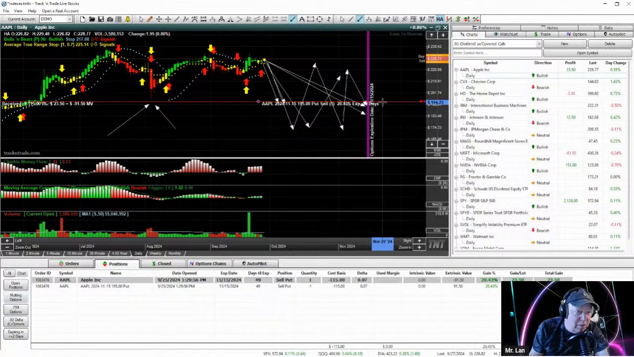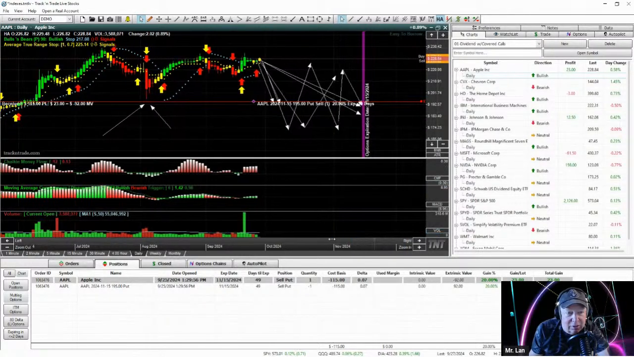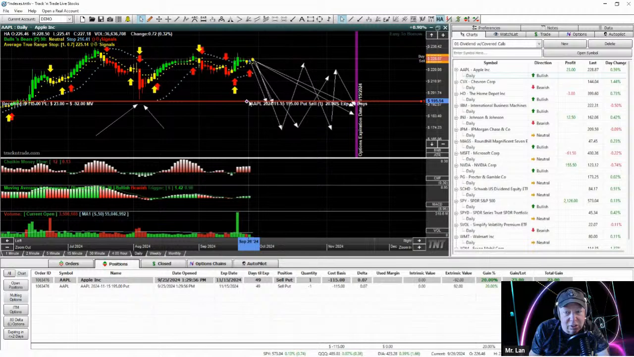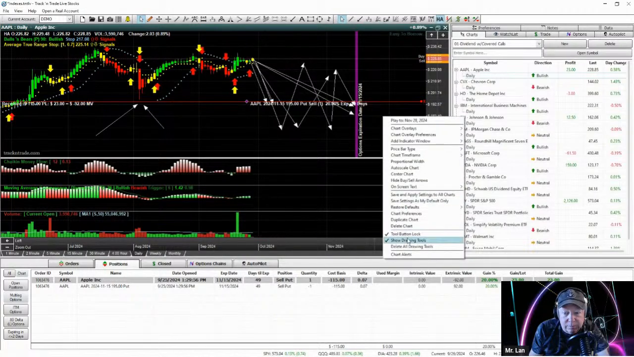which would be a good place to own Apple. You wouldn't feel bad about that. But then you put a covered call against your Apple, and then you start selling covered calls and collecting premium on that. So there you go. So that's just called a cash secured put. We put one on Apple.